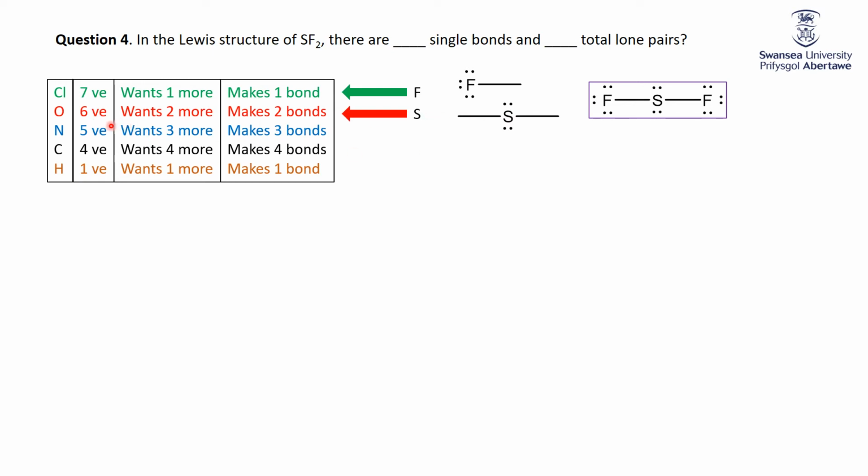So it will use 2 of those 6 to make bonds, leaving it with 4 left over as lone pairs. The fluorine, just like chlorine, has 7 valence electrons, uses 1 to make the bond when it's common sense, leaving it with 6, or 3 lone pairs. So we look at the structure of SF2 and we see there are 2 single bonds and 1, 2, 3, 4, 5, 6, 7, 8 lone pairs.